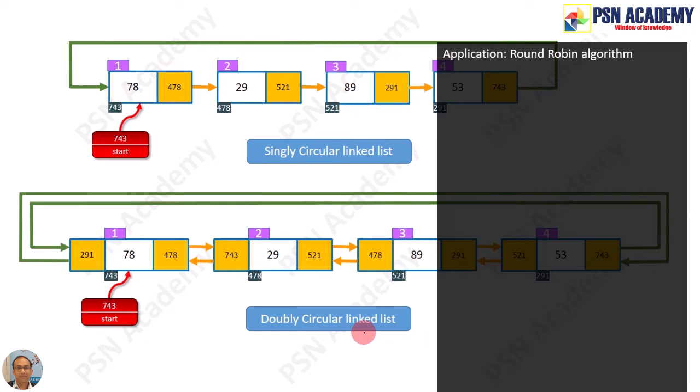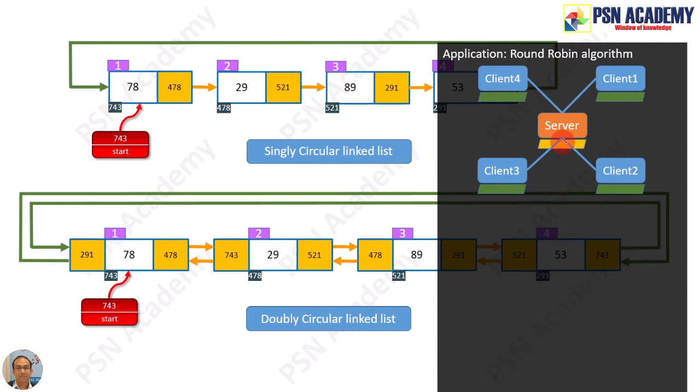Now let us see what kind of application this circular linked list can give us. There is an algorithm called round robin algorithm, and the idea is something like this. You take this example. So there is a server and these are the clients. Client 1 is here, client 2 is here, 3 is here and 4 is here, right? Now a single server can serve only one client at a certain moment.